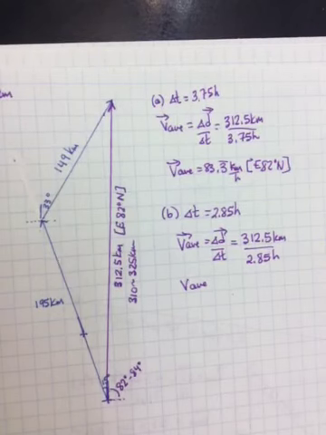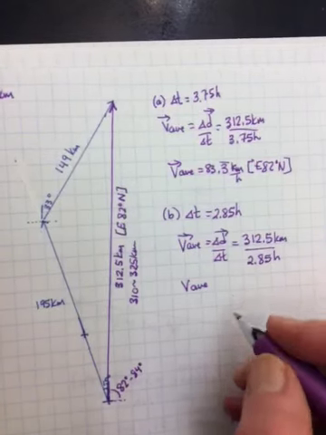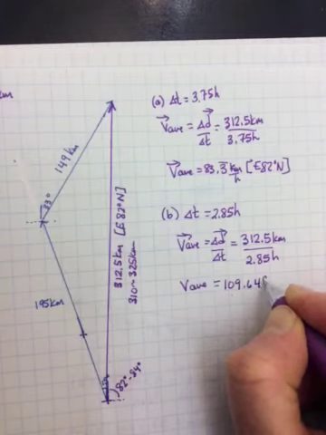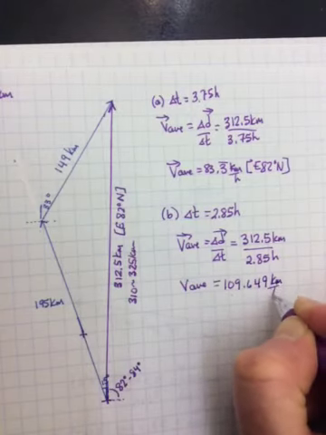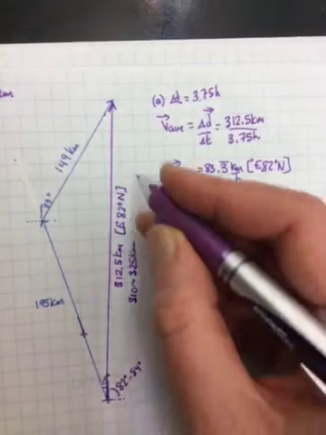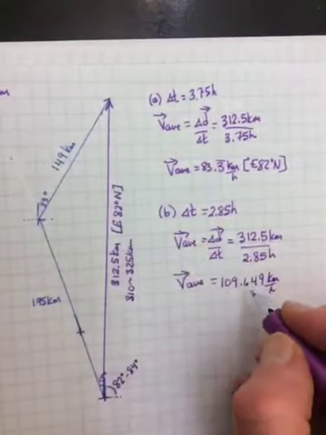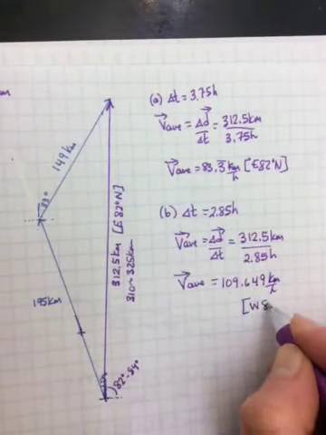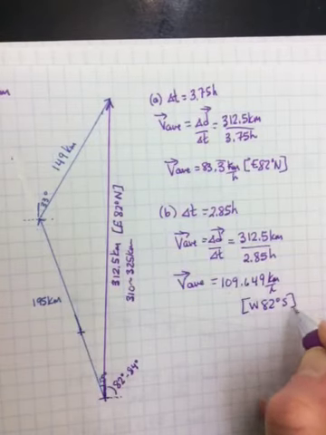So take your original length and divide it this time by 2.85, and you get 109.649 kilometers per hour. And which way would he have to turn to go back? Remember, when we turn to go back, we just switch east for west and north for south.